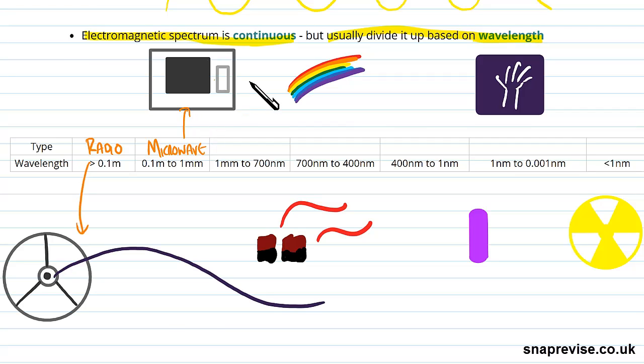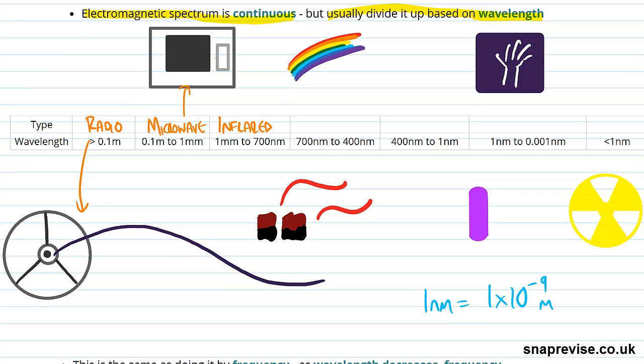The one after that is infrared. And this has an even bigger range, going from 1 millimeter to 700 nanometers. Now a nanometer is 1 × 10⁻⁹ meters. I've just written that there at the bottom so we can keep that in mind as we go across. So we're going from about 1 millimeter to 700 nanometers.